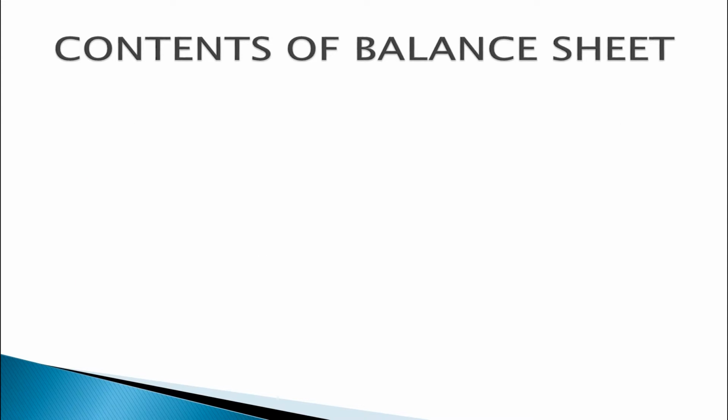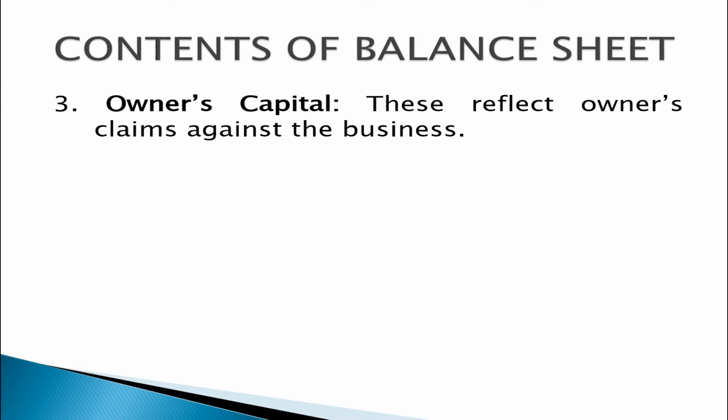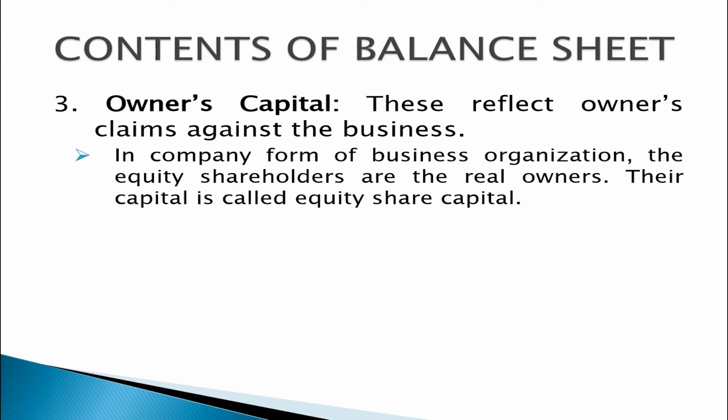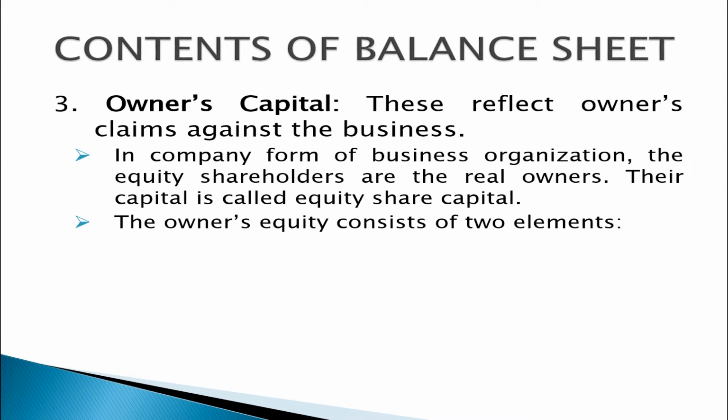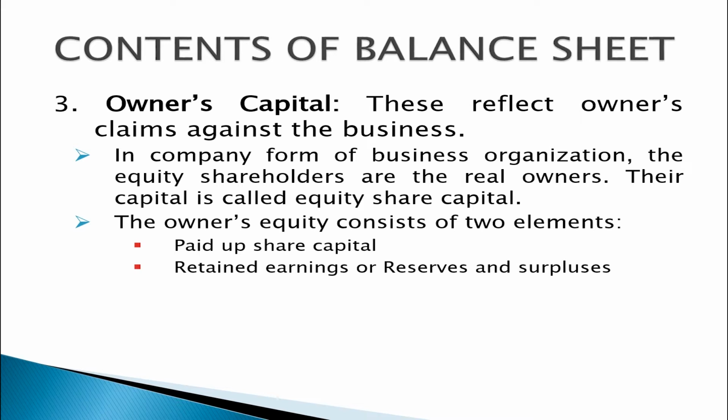And the last one is owner's capital. This reflects owner's claims against the business. In company form of business organization, the equity shareholders are the real owners. Their capital is called equity share capital. The owner's equity consists of two elements, that is, paid up share capital and retained earnings or reserves and surplus.